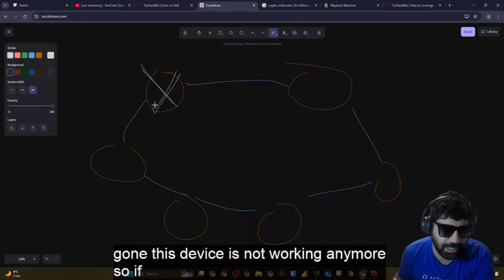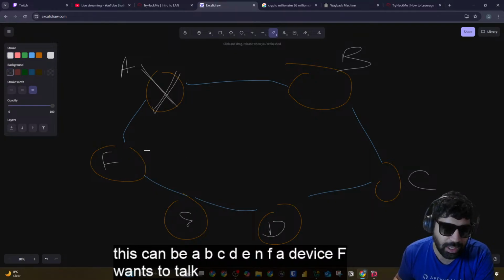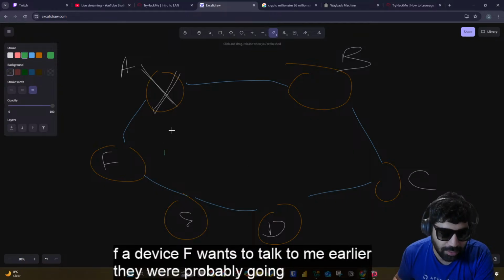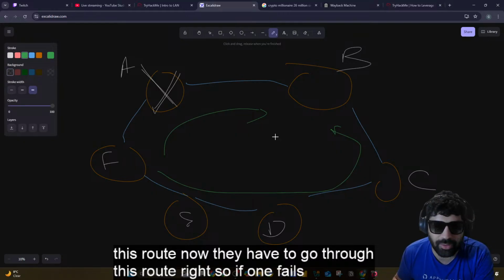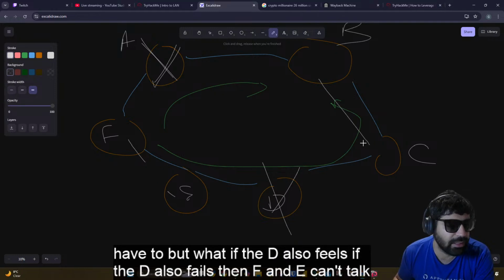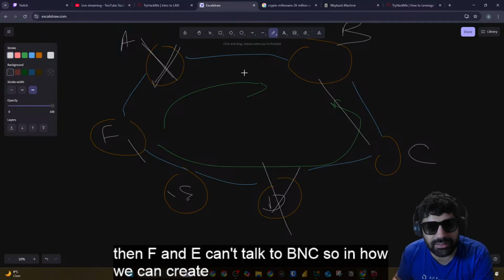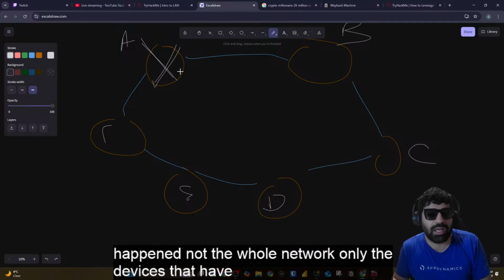Let's call these A, B, C, D, E, and F. If device F wants to talk to B, earlier they were probably going through this route. Now they have to go through this route. So if one fails, they all don't have to. But what if D also fails? If D also fails, then F and E can't talk to B and C. So how can we create a network so that in these situations, not the whole network, only the devices that have issues are the ones affected?